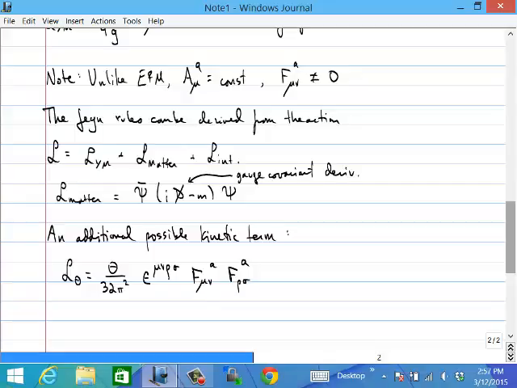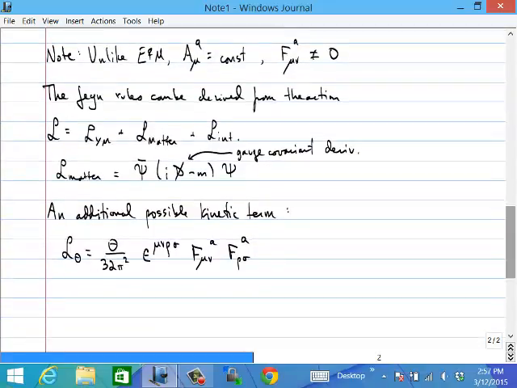So this possible addition to the action of Yang-Mills theory is interesting for a couple of different reasons. One interesting fact about it is that, unlike the kinetic term that we wrote down above, this is parity odd rather than parity even. So it picks up a minus sign under spatial reflections.